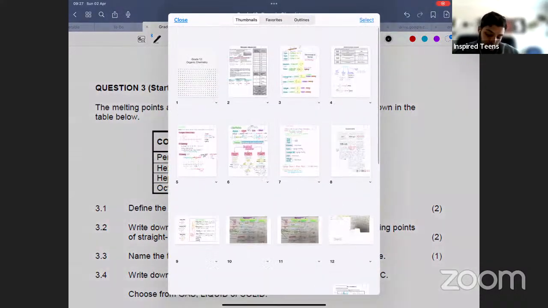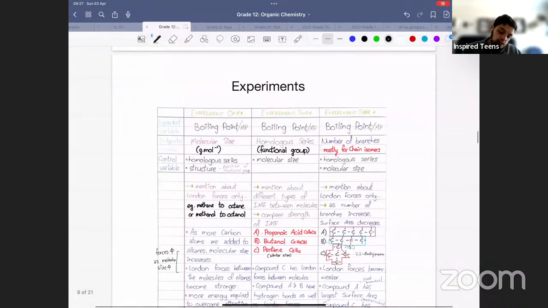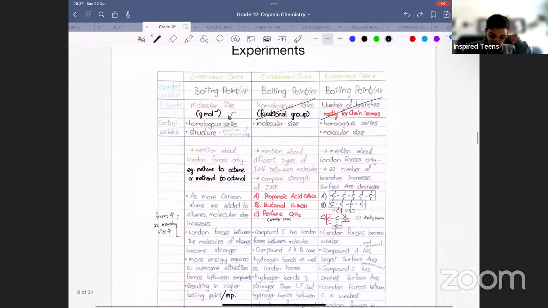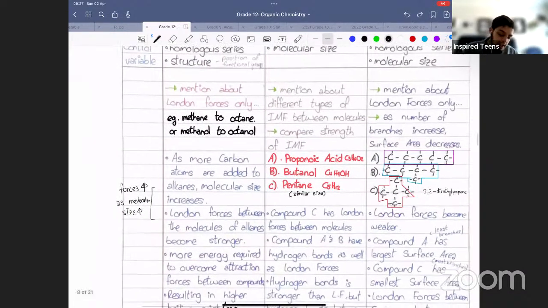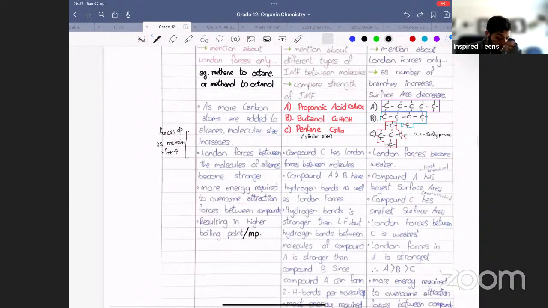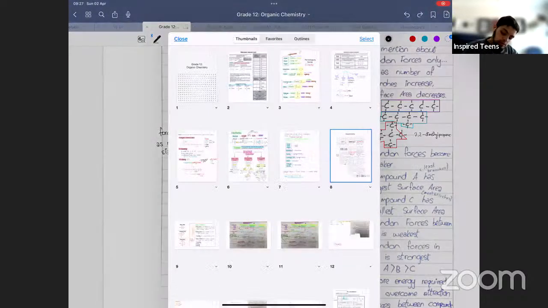This one changes homologous series, so it's not that one. This one changes branches, so it's not that one. We're dealing with molecular size. We're dealing with staying in the same homologous series, having the same structure and positional functional group, right? And we are comparing within a certain homologous series, where we only specifically mention London forces between the compounds. Okay, so where are we? Let's do this.